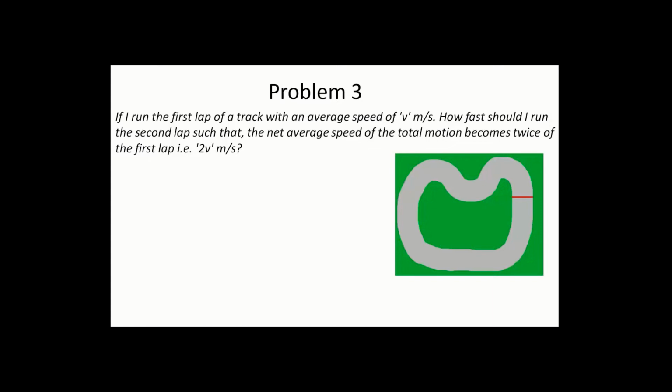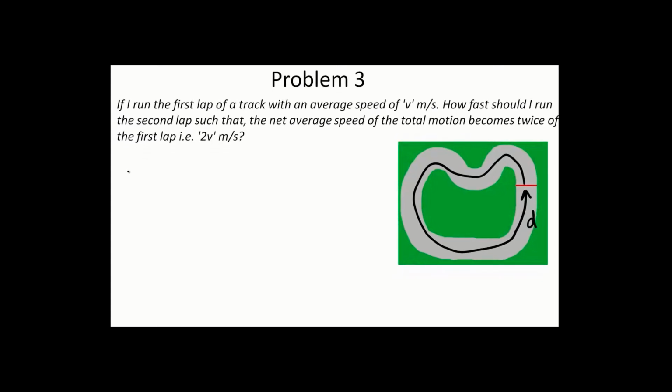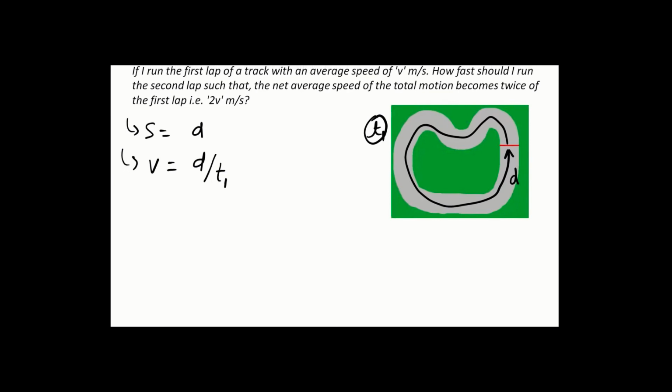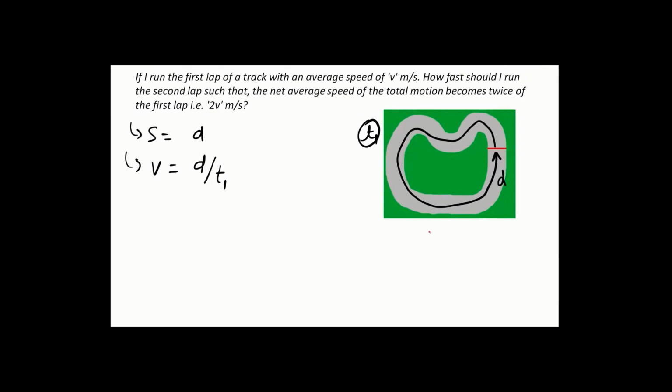Alright, so let's say the length of this track, the distance of this track is d. So S is basically d. Distance will be d. My average speed for the first loop is v. So let's say the time taken was t. So I can say v is nothing but d over t. Let's take it as t1 because we have 2 laps. So t1 will represent time taken in the first lap and t2 will represent time taken in the second lap. So this will be my second lap.